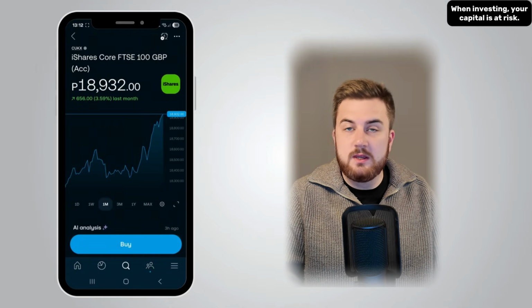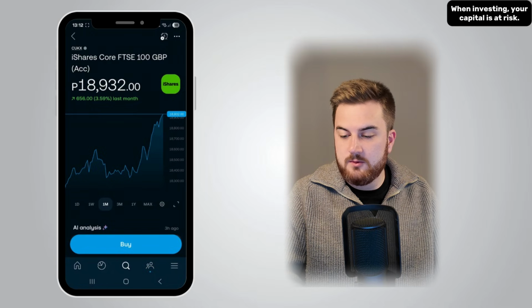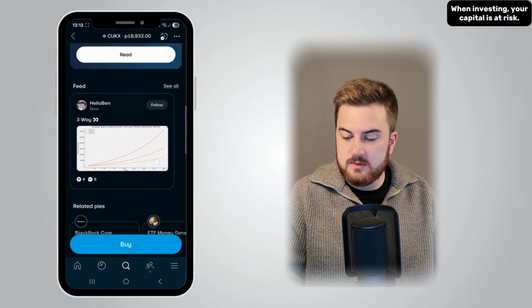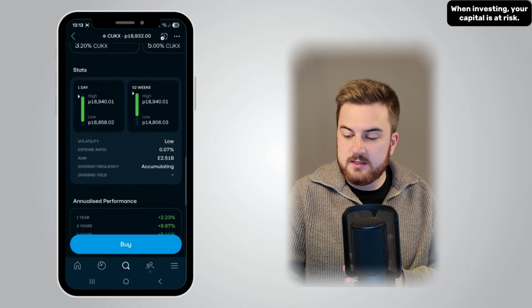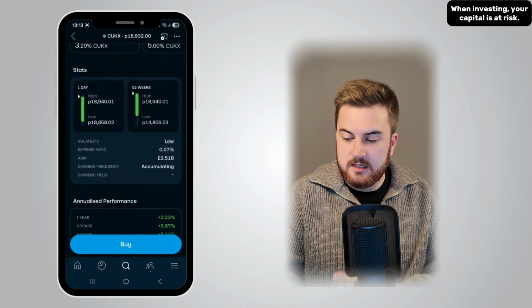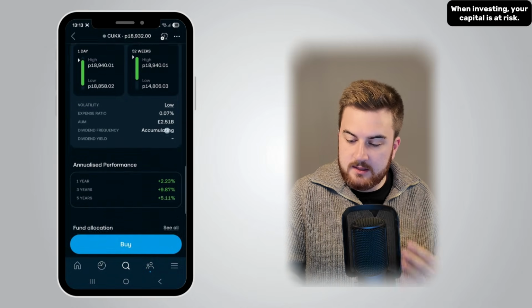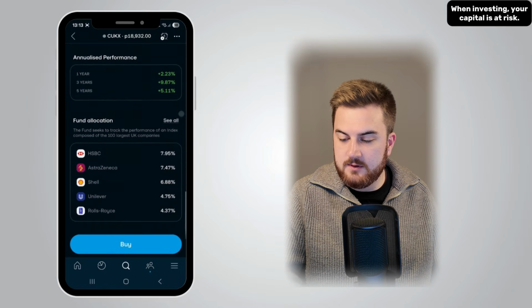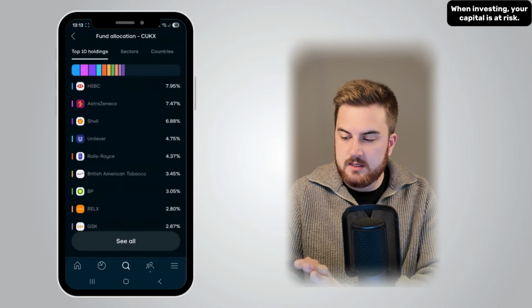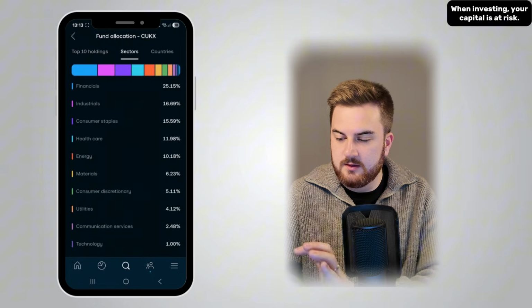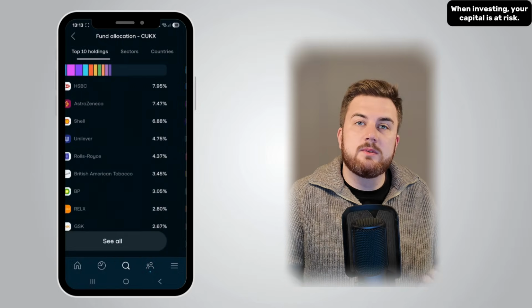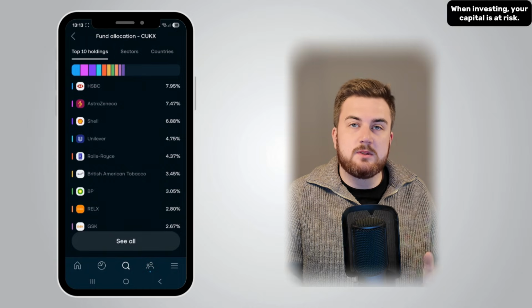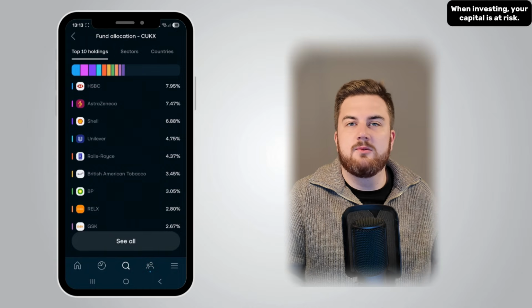First up, we can use the investment platform to learn more. Trading 212 does give us some details here. We can see the expense ratio, the AUM, dividend frequency, annualized performance, and then we can also see the fund allocation, top 10 holdings, sectors, and countries. But of course, we want to learn more about the ETF. So what we'll do now is go over to the Just ETF website.